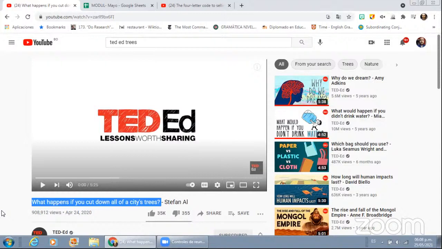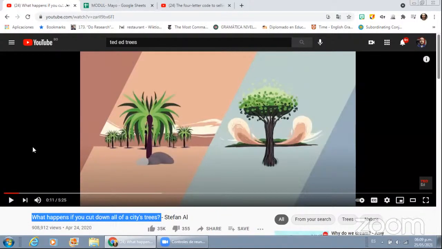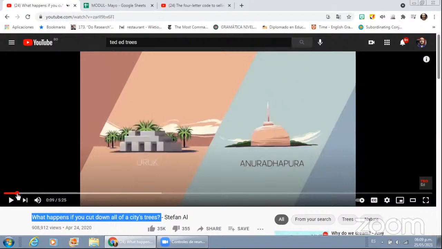So we're going to see the tale of two cities. The two cities are going to be these two, and we didn't see this information with you yet, right? These are the two cities, Uruk and Anuradhapura. Have you ever heard of these two cities?